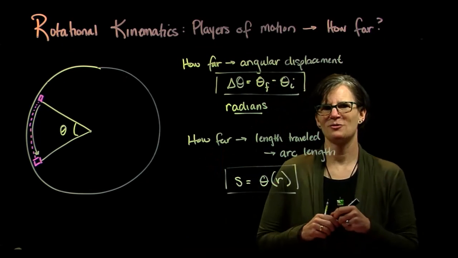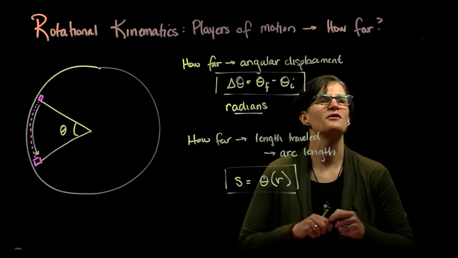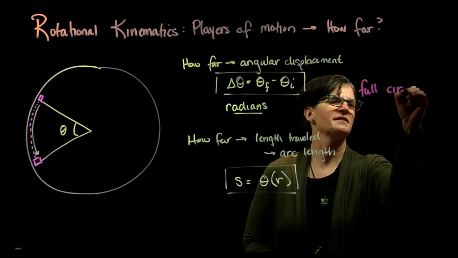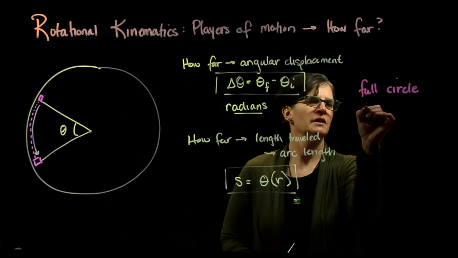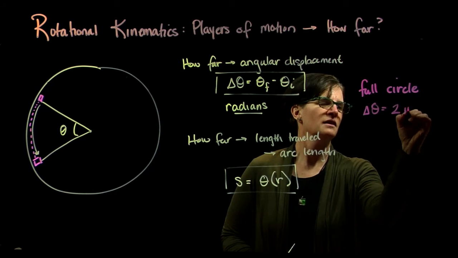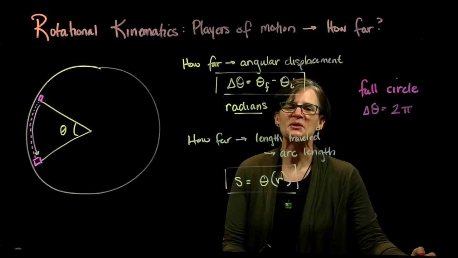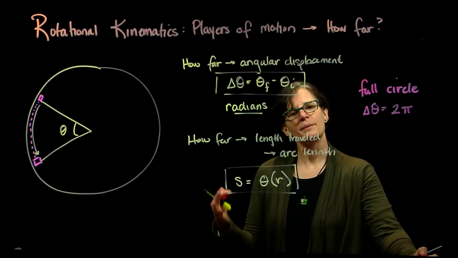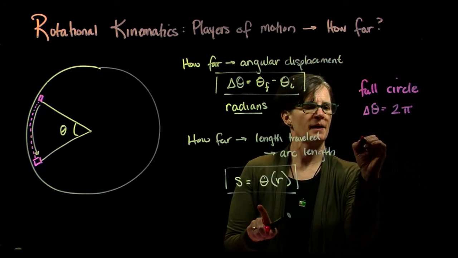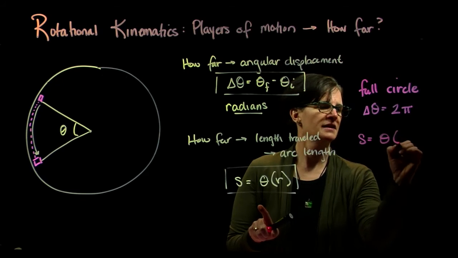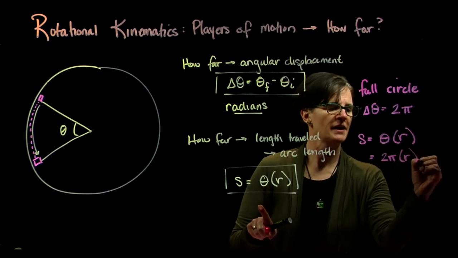Now, let's test that with some knowledge that we already have, if an object went through a full circle. We know that angularly, a full circle goes through an angle of 2 pi, which is 360 degrees in degrees but 2 pi in radians. What about the arc length if it were to cover that full circle? If I use the arc length relationship, s is equal to theta times the radius. My theta is 2 pi, times whatever my radius is.